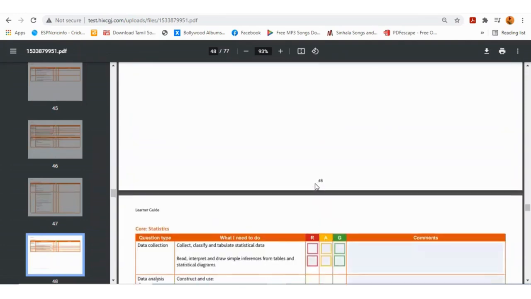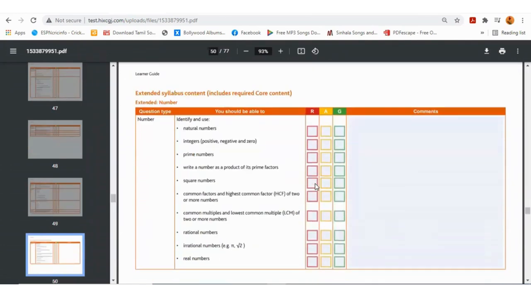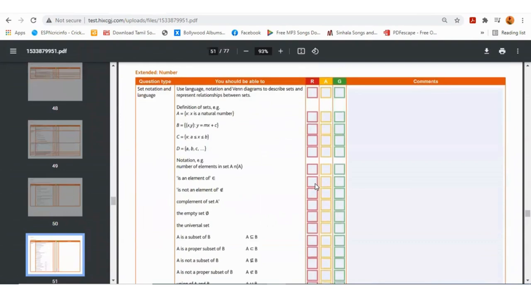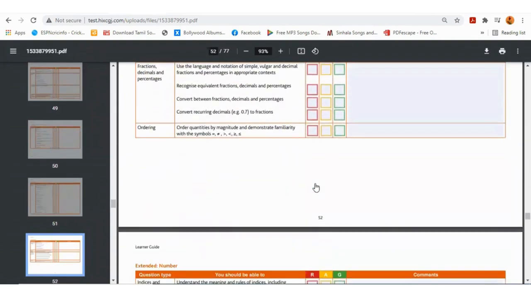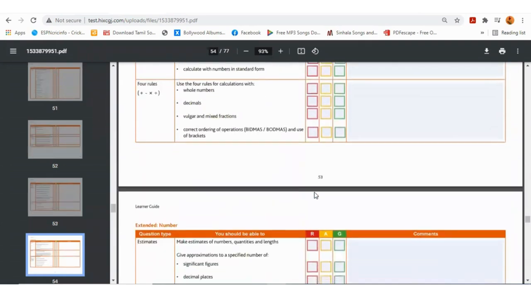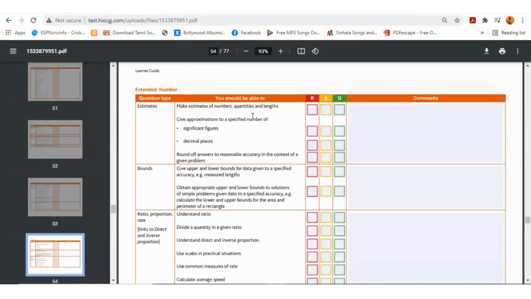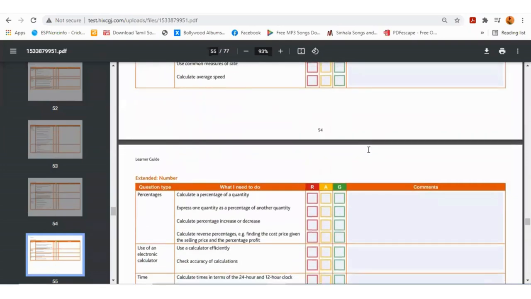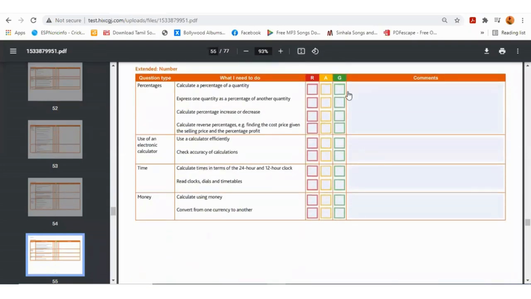So you can see that Cambridge has done a nice thing. I don't think the learner guide is available for the 0607 syllabus, or as far as I researched, it is not, but you can always use this as an idea to bring up one for that. You can create one for that syllabus as well using this sort of idea, right?